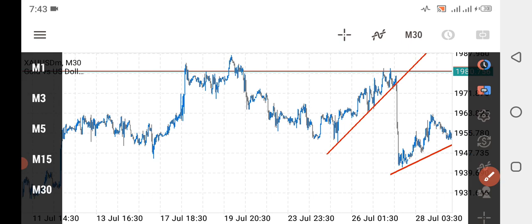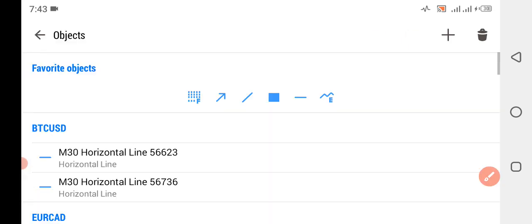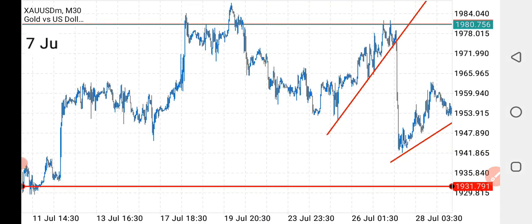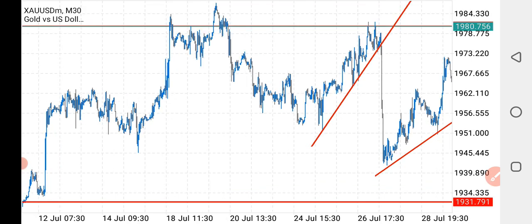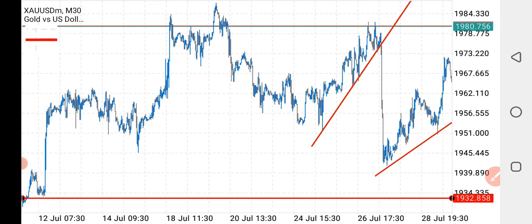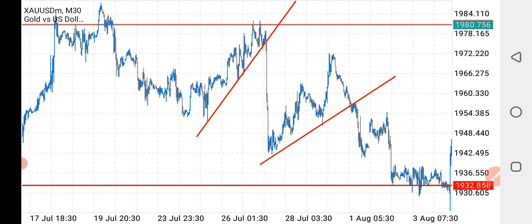Okay, let us see if the market hits our take profit if you are targeting this low. Okay, let's see. Boom, the market hits our take profit if you are targeting that low. So it's the same thing I've been talking about, guys.